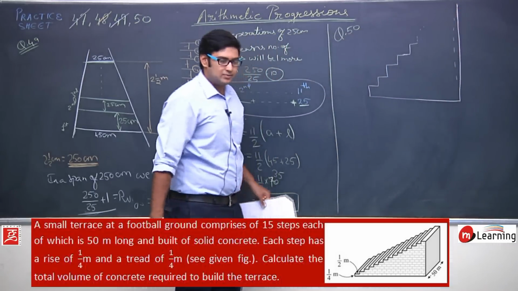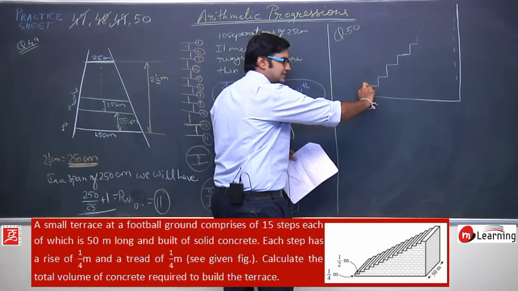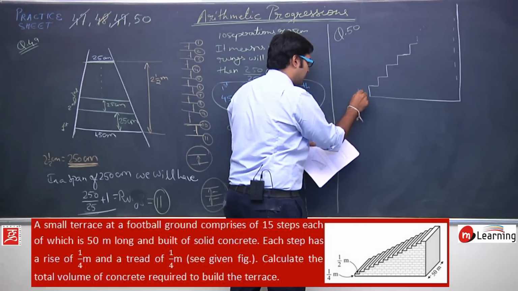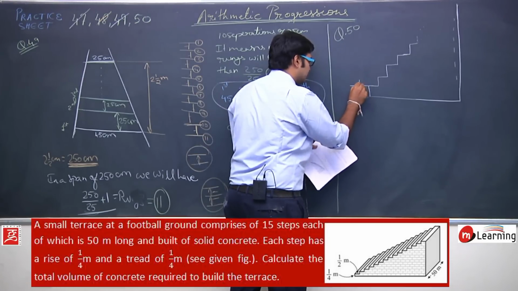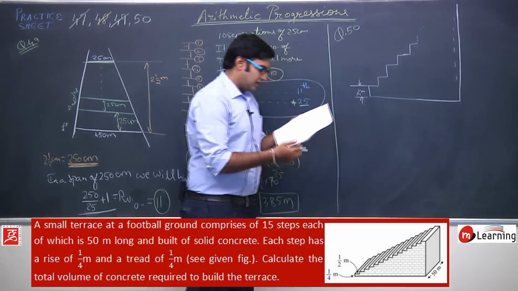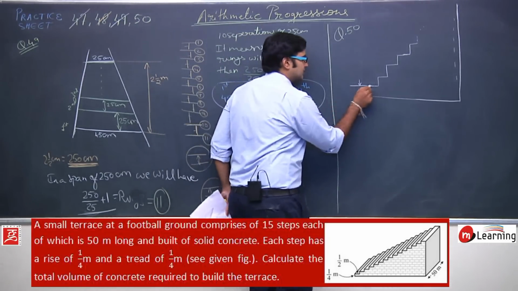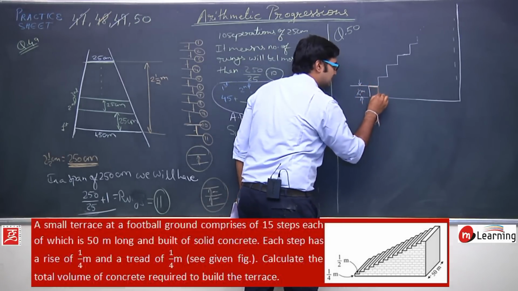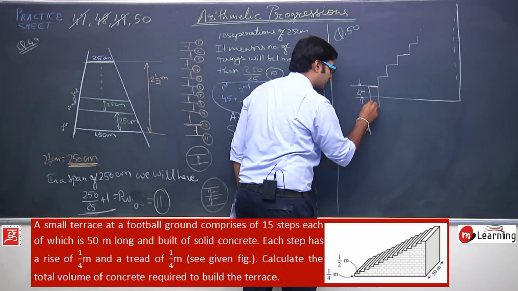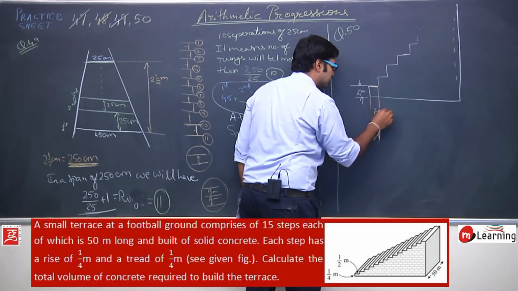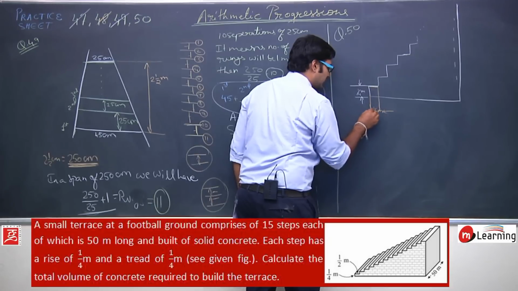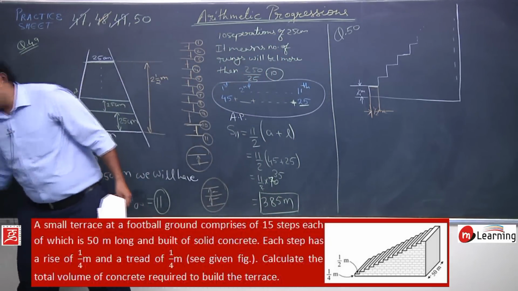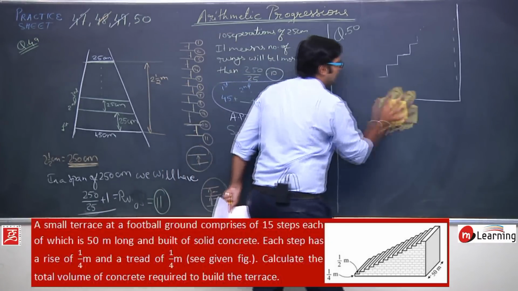For this 15 steps, what I have is the rise of this step, that is this much. The rise of this step is 1/4 meters, this rise. Okay, and tread means this surface. This surface is of 1/2 meters. Okay, this surface is of 1/2 meters. So let us draw it again.